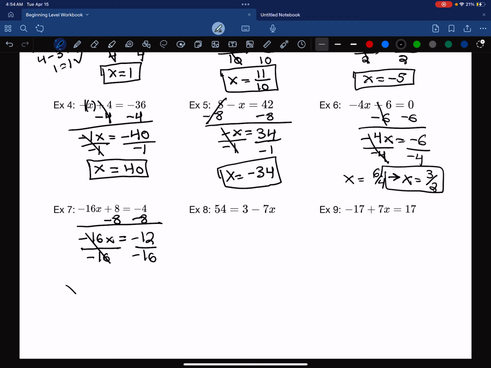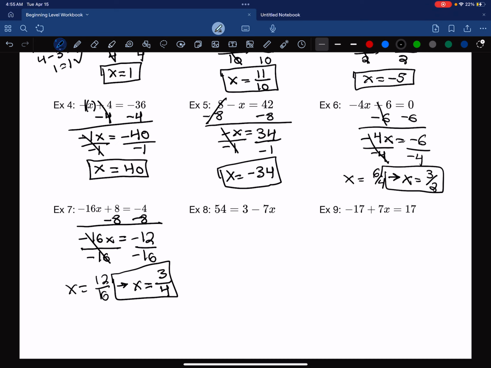So you get x equals 12 divided by 16, which isn't a whole number, but we know two negatives, when we divide two negatives, we get a positive. So you get positive 12 over 16. And then we can reduce this fraction by dividing both the numerator and denominator by 4. So 12 divided by 4 is 3. And then 16 divided by 4 is 4. So our final answer is 3/4.